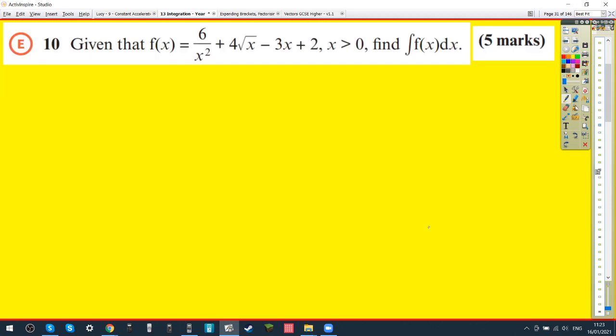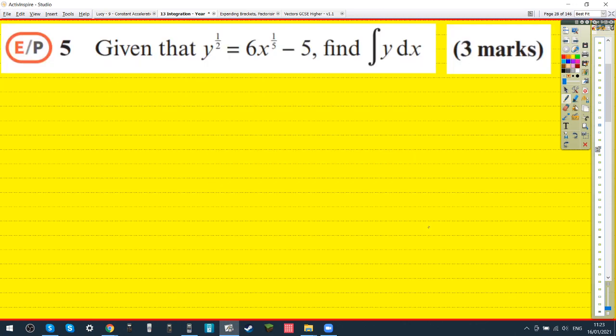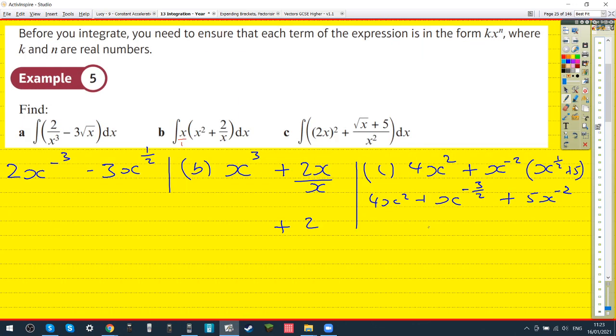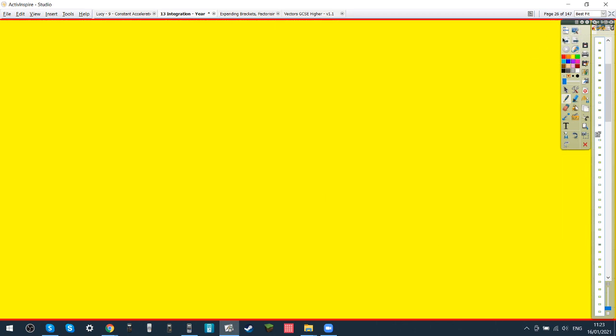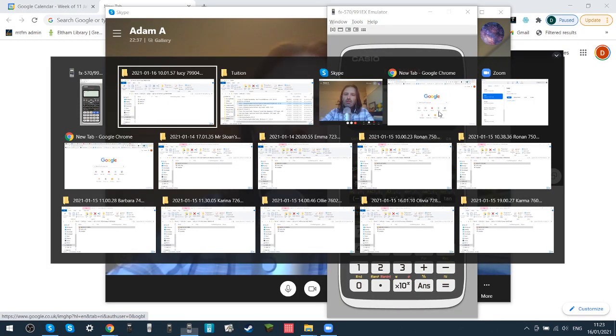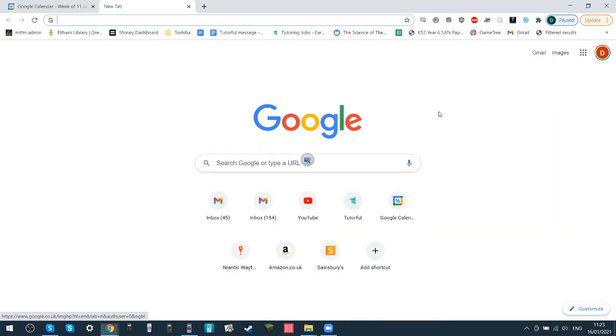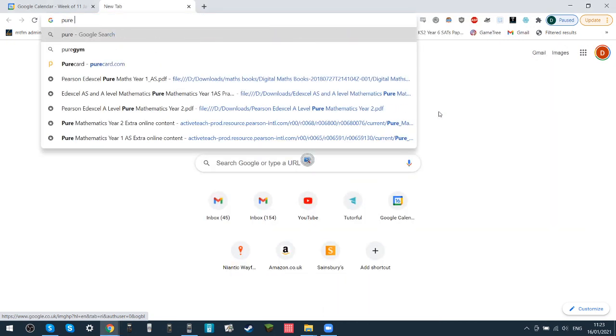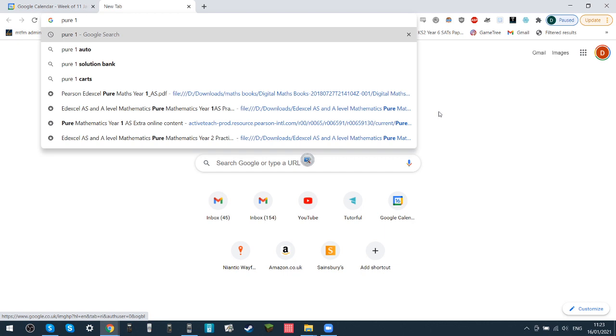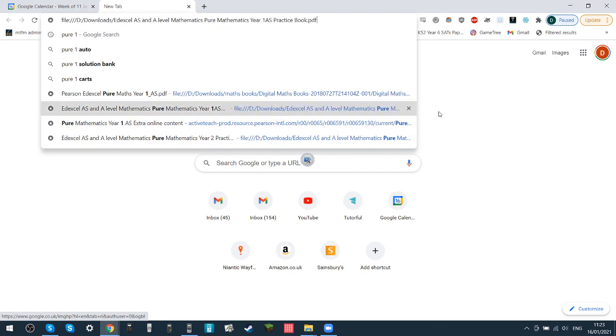Why would they put me through all that if it wasn't important? Example 5. I want an x over an x. One second. So this is pure integration. Pure.